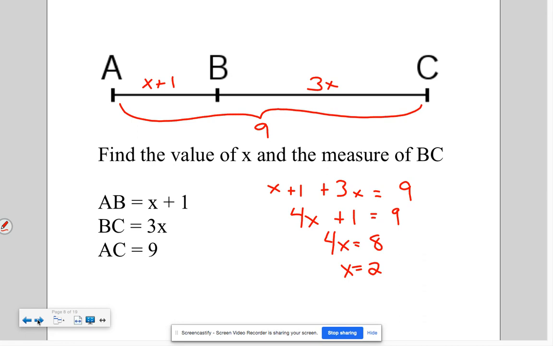Now, we were asked to find the value of x, which we did, x equals 2, and the measure of BC. So I've got to go over here to my BC expression and plug in 2 for x. So that's 3 times 2 equals 6, right? Now, if I wanted to double check, I could plug my 2 in here for AB and get that length, which is 3, and 3 plus 6 does equal 9. But they were specifically asking for the value of x and the measure of BC. So 2 for x and 6 for the length of BC. Okay.